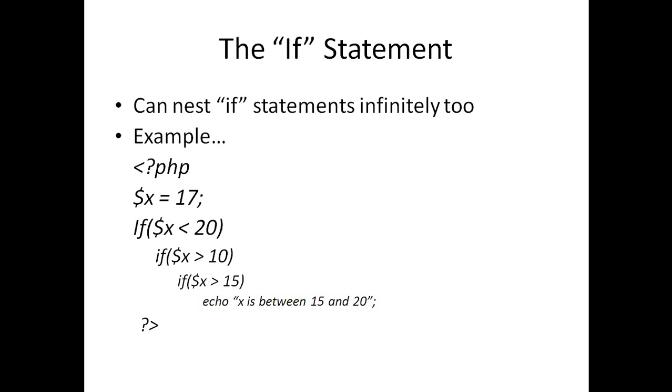Continuing with the if statement, you can nest if statements indefinitely. So you can have $x equals 17. If $x is less than 20, do this. If $x is greater than 10, do this. If $x is greater than 15, do this. Echo x is between 15 and 20. You can see how that works. You don't need braces because each subsequent line is actually another statement that requires a subsequent line. Unless you had multiple statements underneath the echo, you wouldn't need braces, and even then you would only need braces underneath the last if statement.